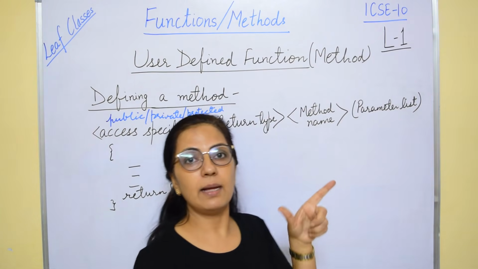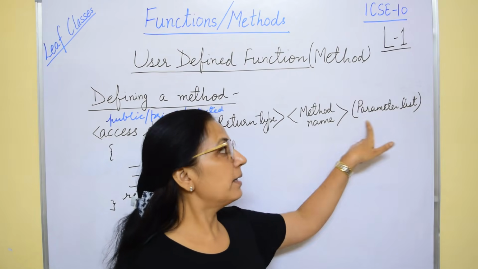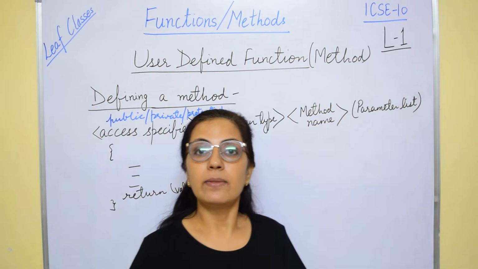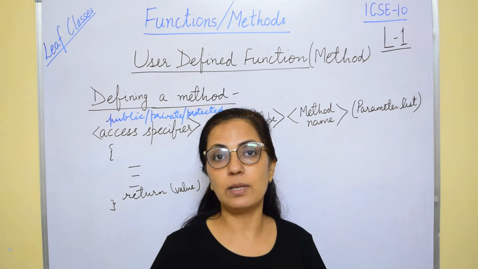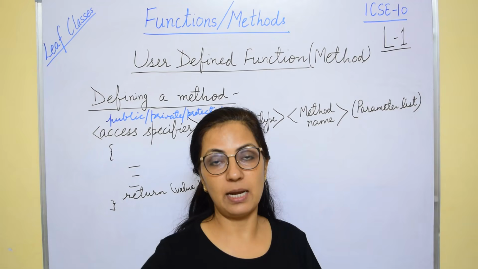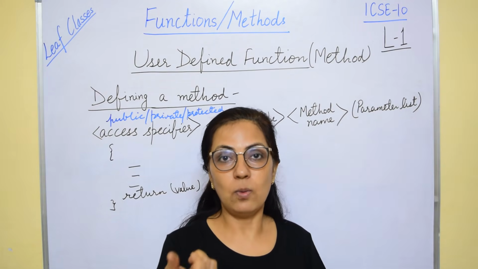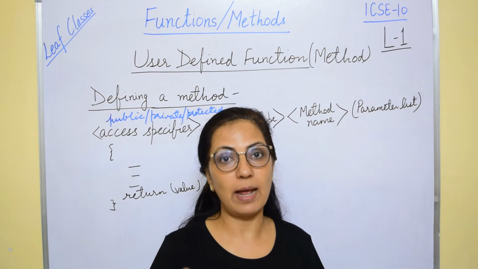Then the method name, the function name is the method name, and then the parameter list, the values which you give to the function. Say if predefined example, again I am taking, say math.sqrt, you write one integer, or double or float value you give.